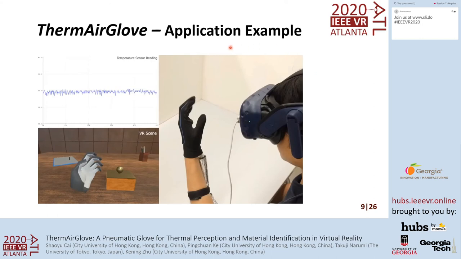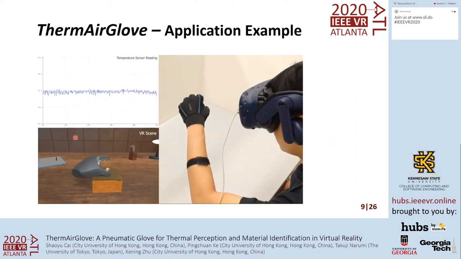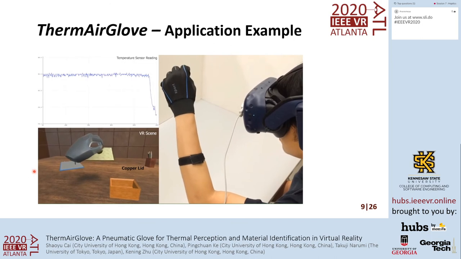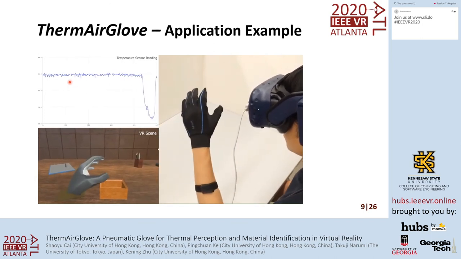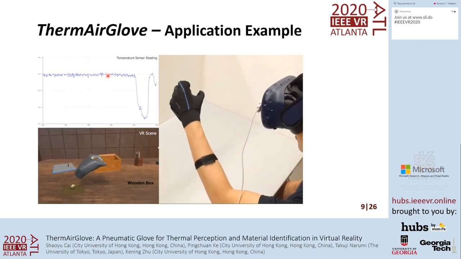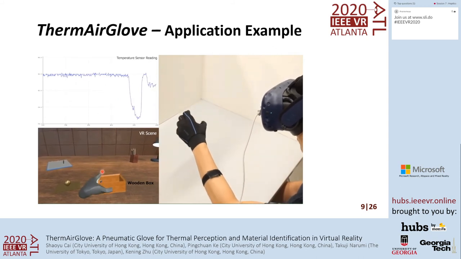And this is an example for the Thermal Air Glove application. A user is wearing Thermal Air Glove and touches a wooden box with a copper lid. You can see that when touching these 2 different parts, the temperature sensor is showing different changing levels for these 2 different parts.